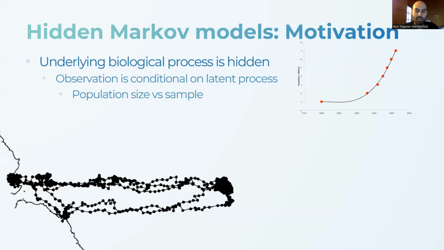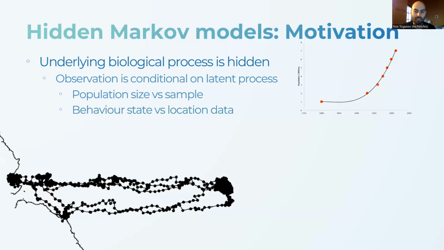For example, if we want to use catch data to estimate the stock size of a fish population, the true population is hidden while the observed catch is dependent on the population size. A second example, and the primary focus of this workshop, is using observed movement data to infer an unobserved or latent animal behavior.